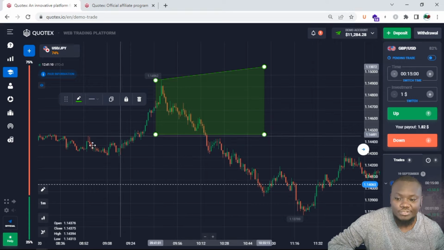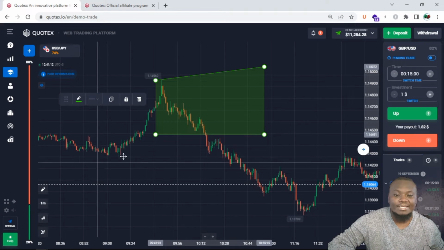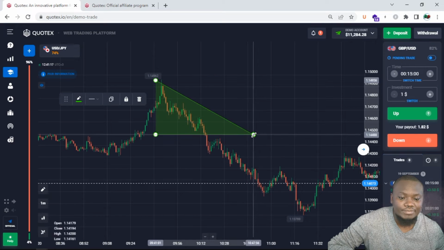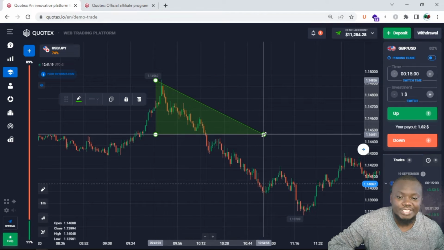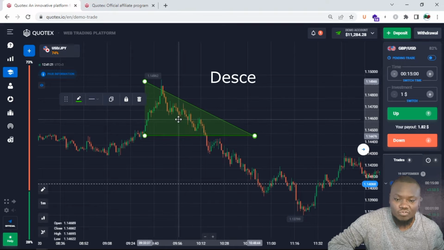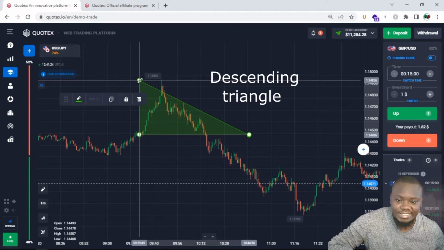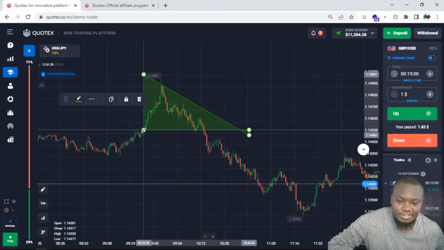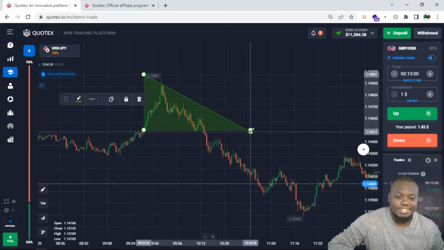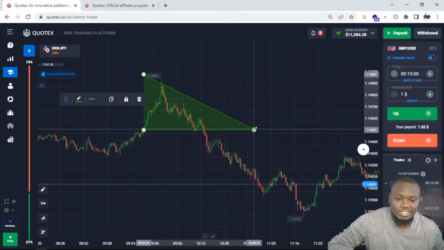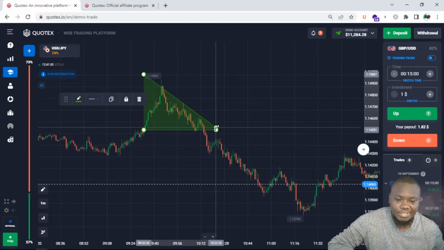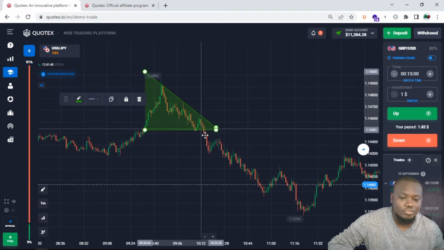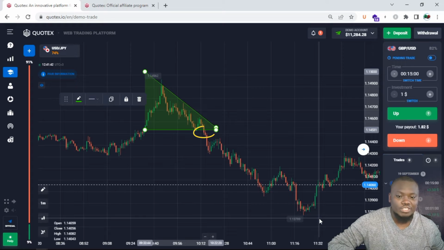You can use the flat top bottom channel to either form an ascending triangle, a descending triangle, or an asymmetrical triangle. Okay, so for example, if you look at this level here, there is a triangle that was formed. Just adjust it a little bit. There is a triangle that was formed here, and if you look at price after the formation of that triangle, we can see that it broke out of the support level and it continued downwards.